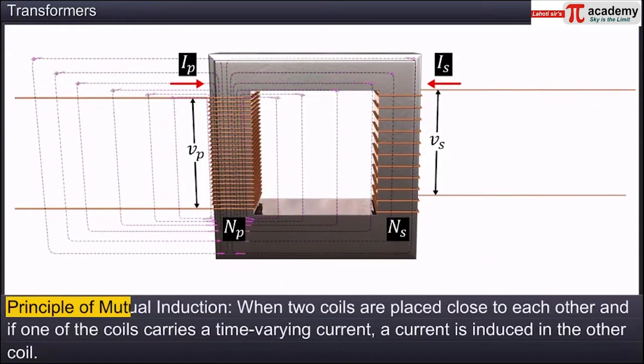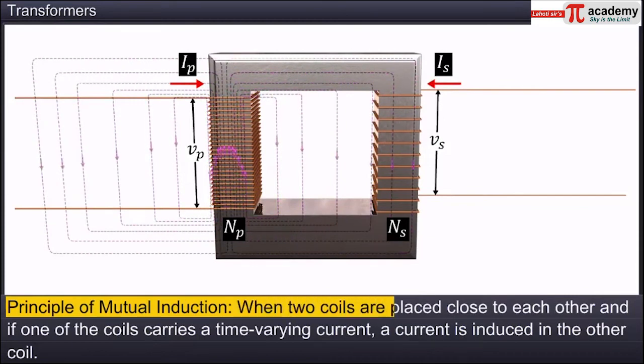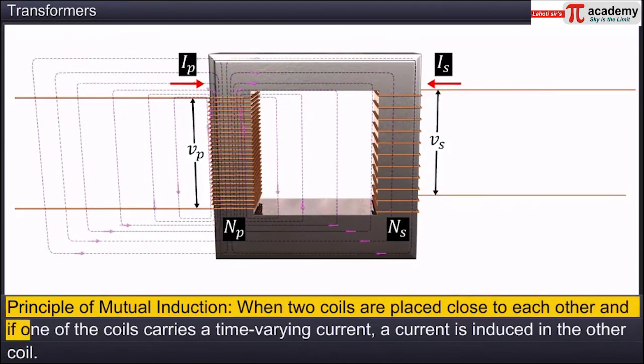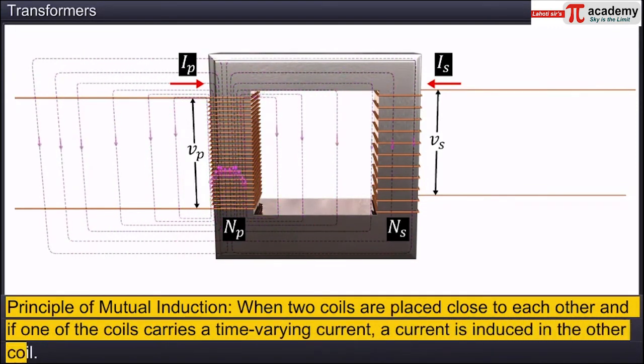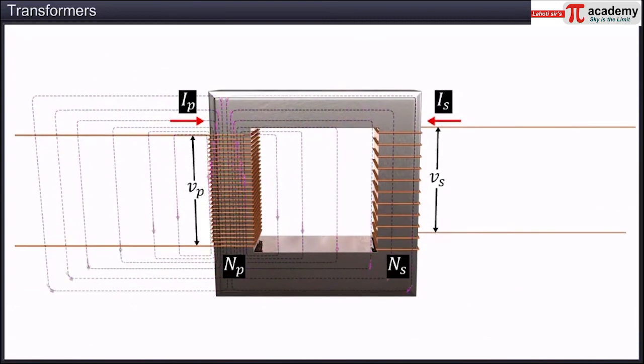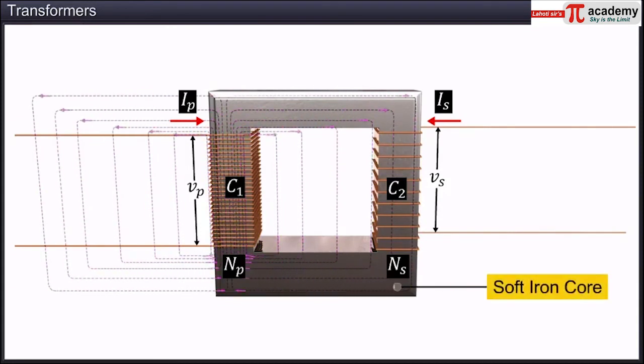According to the principle of mutual induction, when two coils are placed close to each other and if one of the coils carries a time-varying current, a current is induced in the other coil. A transformer comprises two coils, C1 and C2, insulated from each other. These coils are wound over a soft iron core. The soft iron core is provided to increase the magnetic flux through the coils and to provide a medium through which all the magnetic flux through the primary coil also passes through the secondary coil.